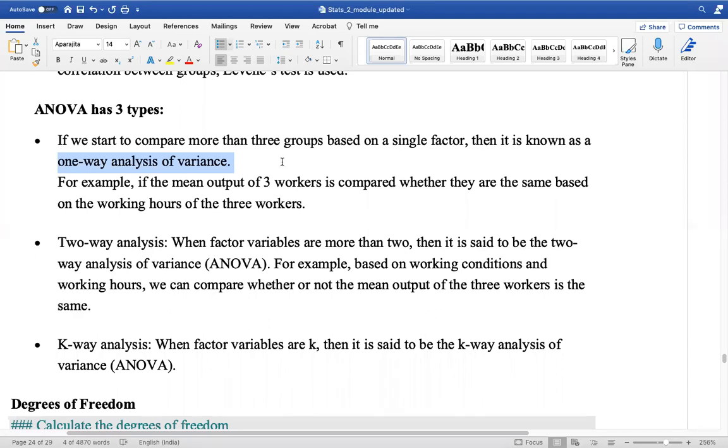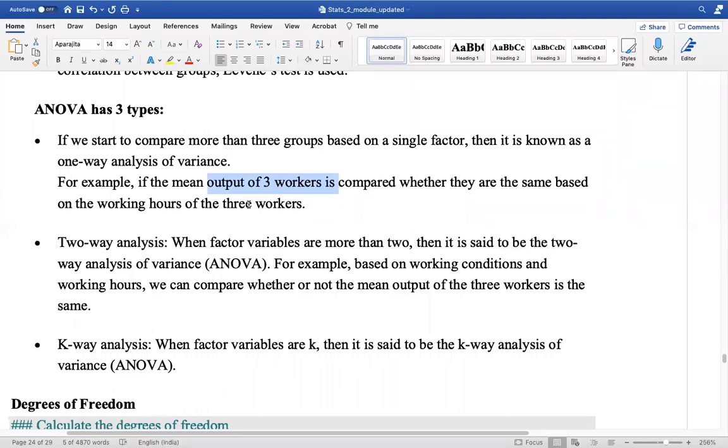Try to understand: if you start comparing more than three groups on one single factor, we are taking only one factor and comparing the three groups. For example, you take three workers and check whether they are working 3 hours or not. We take only one factor and compare that. That is one-way analysis of variance.